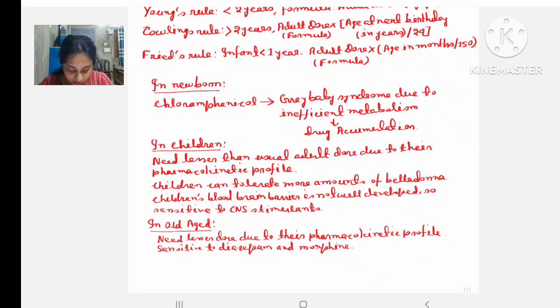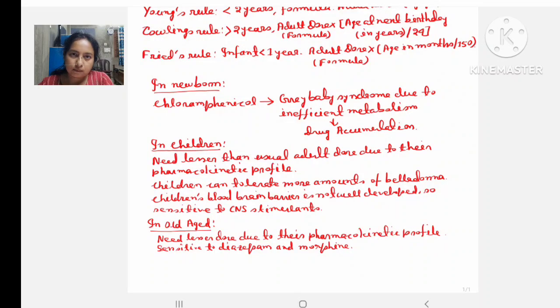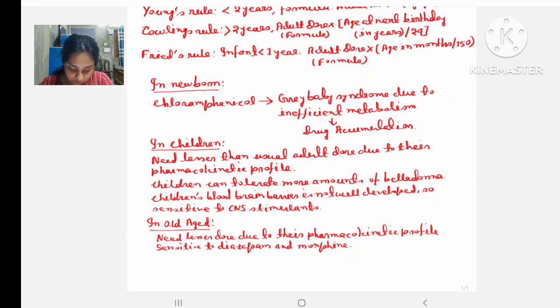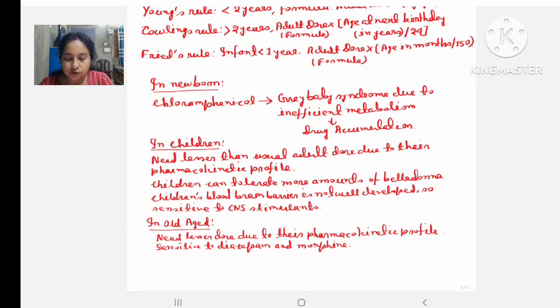Whereas the older people need a lesser dose due to the decline of functions of both the liver and kidney, but they are sensitive to diazepam and morphine, which are basically hypnotics, as compared to the children. So, for that dose calculation is necessary.